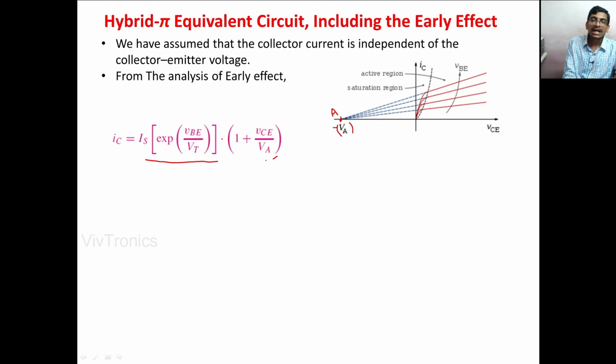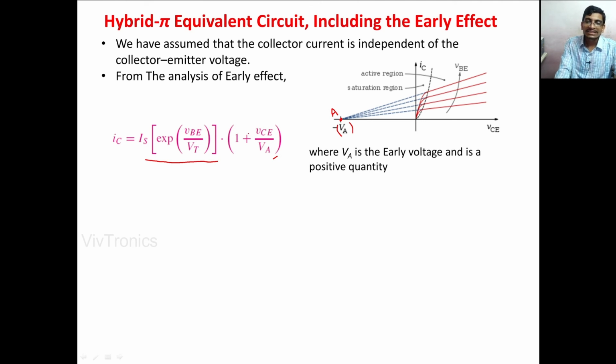Okay, this is the output collector current including the early effect, which gets multiplied by 1 plus VCE by VA, where VA is called the early voltage and it is a positive quantity. Output resistance R0 can be given as follows.